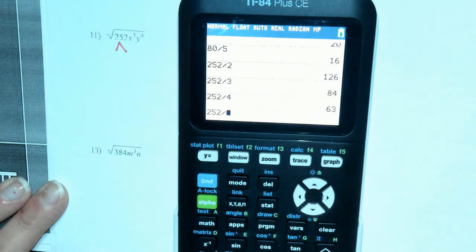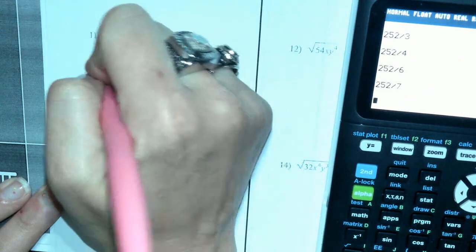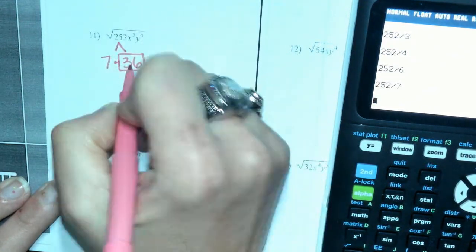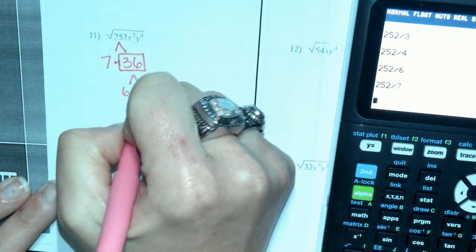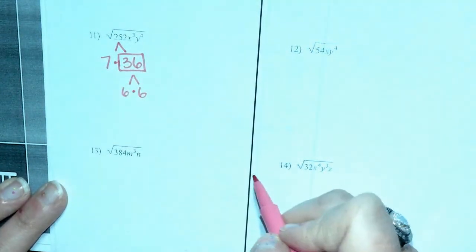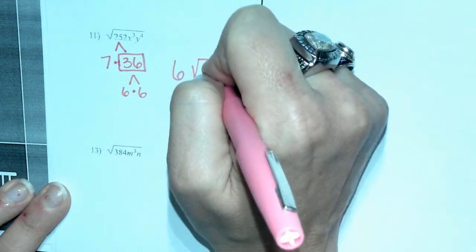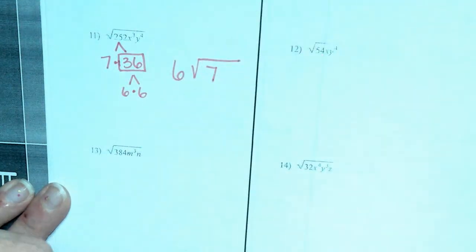Nope. It's not divisible by 5. Let's see what 6 is. Nope. 7 times 36, because 36 is a perfect square. Okay? So we're going to pull that 6 out. We're going to put the 7 on the inside.